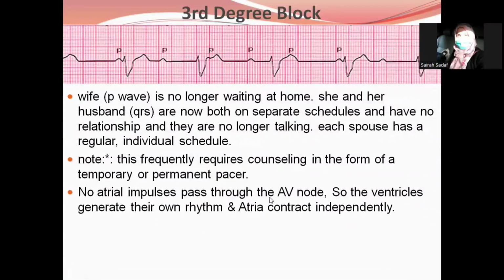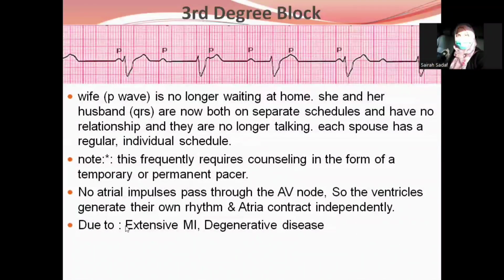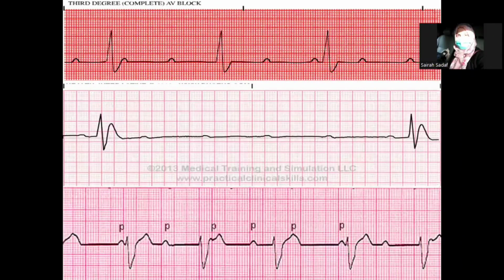No atrial impulses pass through the AV node, so the ventricles generate their own rhythm. Atria contract independently, and ventricles are contracting independently. It may be due to extensive MI or degenerative diseases, and needs immediate pacing before surgery. And these are different ECGs, different kinds of third degree AV blocks. You can see the third degree AV block can look like this. It can appear like this. It can appear like this.